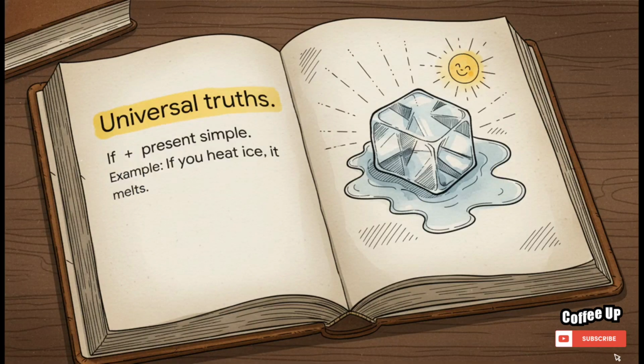So let's start with type 0. This is all about universal truths. The structure is super straightforward. It's just if plus the present simple followed by the present simple again. We use this for facts, general truths, and laws of nature that are absolutely always true. Like, if you heat ice, it melts. That's a guaranteed scientific fact, right? Every single time you heat it, it melts, no exceptions.